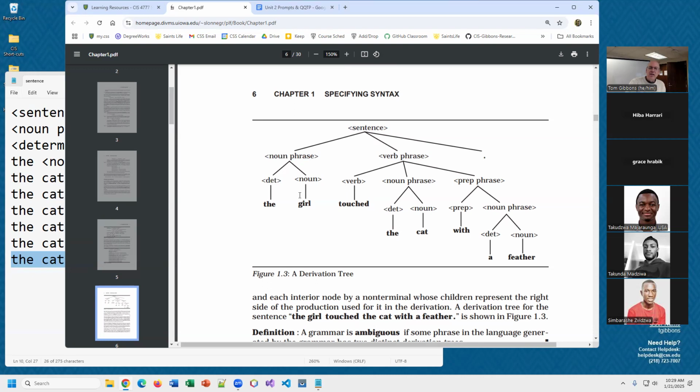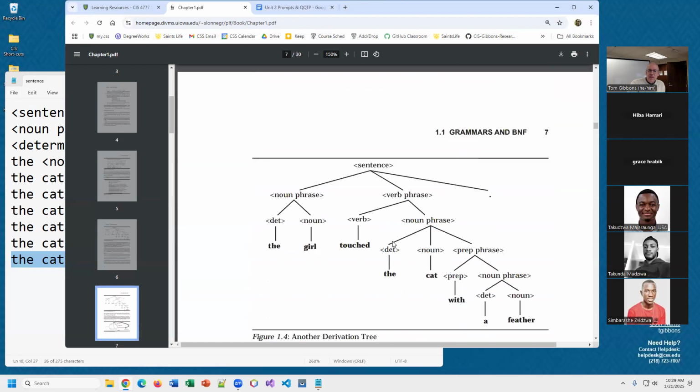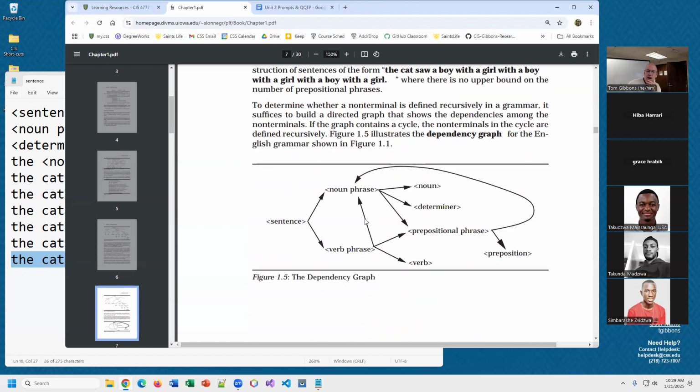And how you read the final result is you start at the left-hand side and just read the terminals. So: the girl touched the cat with a feather. Here's the final sentence. A derivation tree is another way of thinking of this, and it will become crucial when we get into parsing and trying to understand statements from a computer point of view. We'll talk more about this.